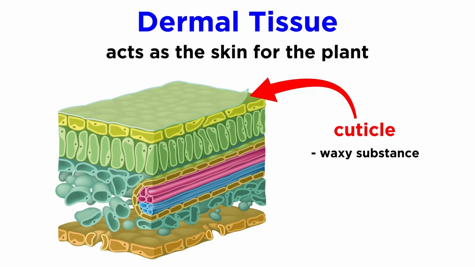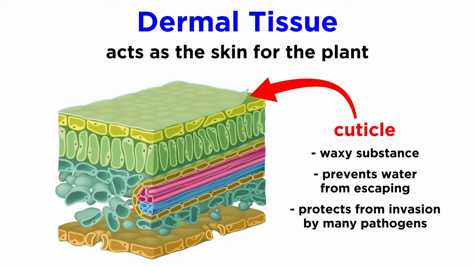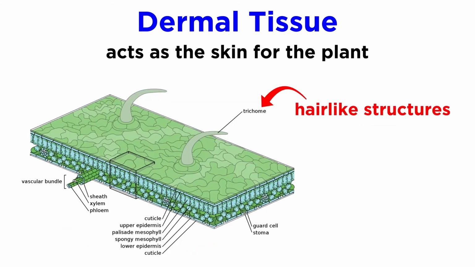As extra protection, most epidermal tissues secrete a waxy substance called cuticle that prevents excess water from escaping the plant and also protects the plant from invasion by pathogens like fungi and bacteria. This cuticle is one of the main evolutionary advantages that land plants exhibit over their aquatic ancestors.